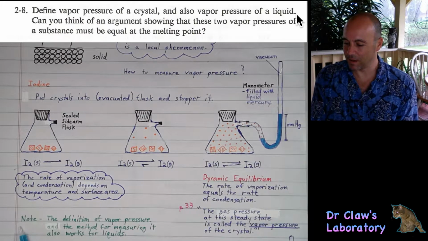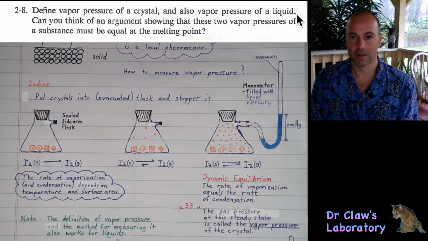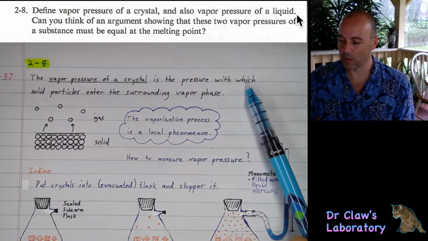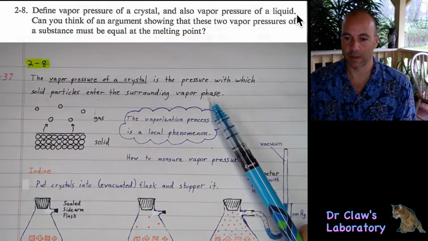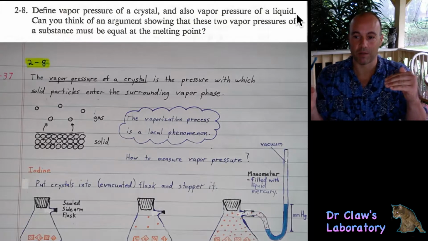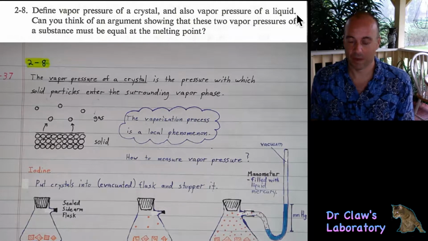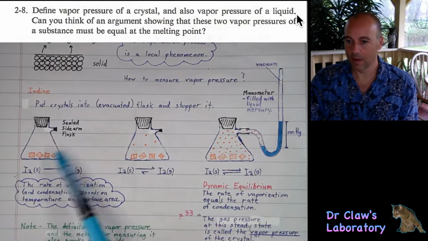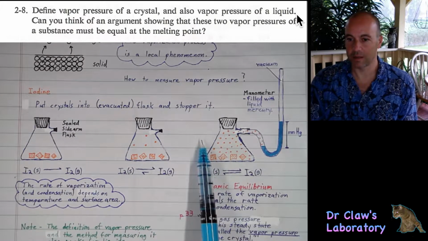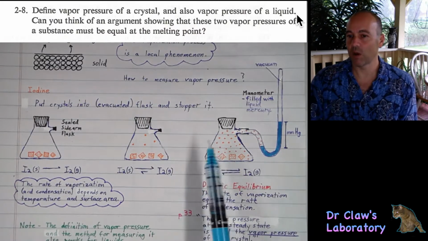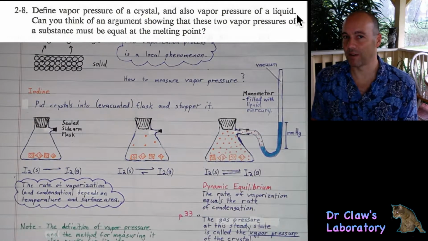Now, the definition of vapor pressure and the method for measuring it that we just discussed also works for liquids. You could also say that the vapor pressure of a liquid is the pressure with which liquid particles enter the vapor phase. So if you have the surface of a liquid, some of the particles will be vaporizing and they're pushing out with a certain pressure. So that's the vapor pressure of the liquid. And you would measure it the same way. You'd put liquid inside of an evacuated container. You allow it to reach the steady state, and at that point the vaporization equals the condensation rate, and the pressure of the gas upstairs is the vapor pressure of the liquid at that steady state.